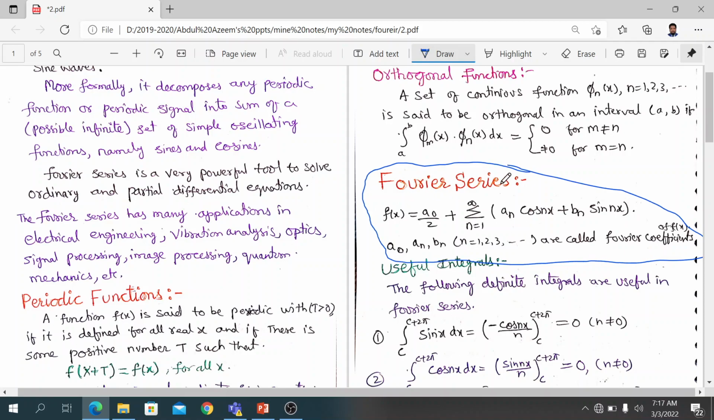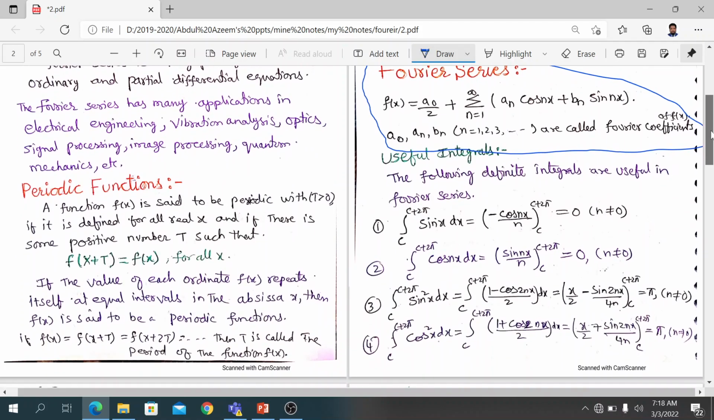Fourier series. So f of x is equal to a naught by 2 plus sigma n equals 1 to infinity of bracket a n cos nx plus b n sin nx. This is known as Fourier series, where a naught, a n, b n, where n is equal to 1 to infinity, are called Fourier coefficients of f of x. This is the formula you must remember.